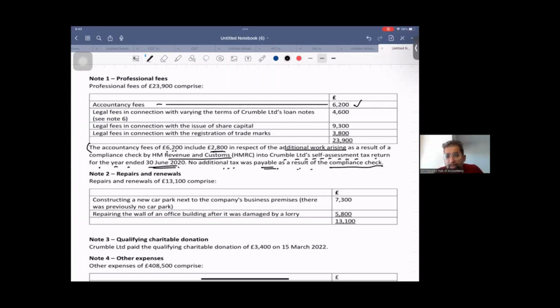And I hope you remember the rules. For any expense which is allowed, we write 0.